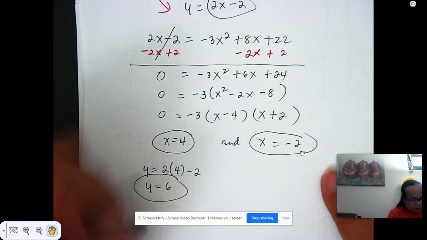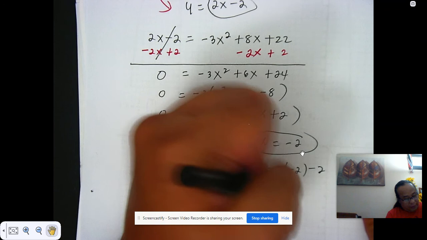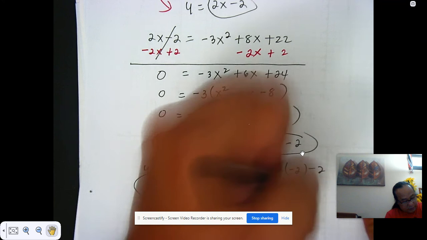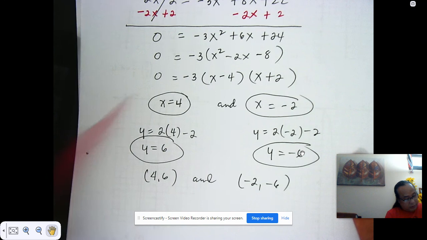While the other one would be 2 times negative 2 minus 2, that gives me what? Negative 4 minus 2, that gives me negative 6. So which means the other coordinate is negative 2 and negative 6. Okay? So again, we have two solutions. This and this. Okay?